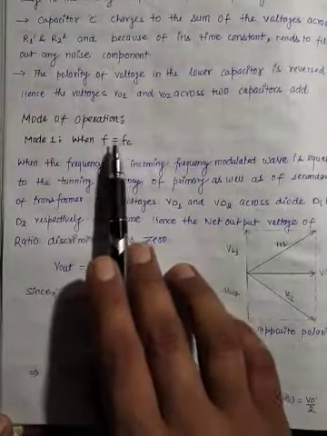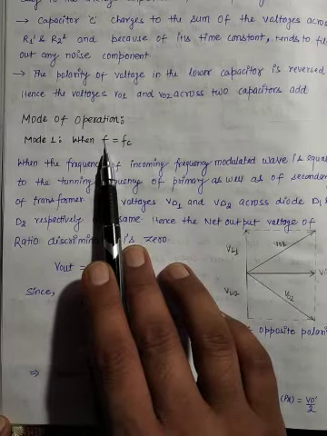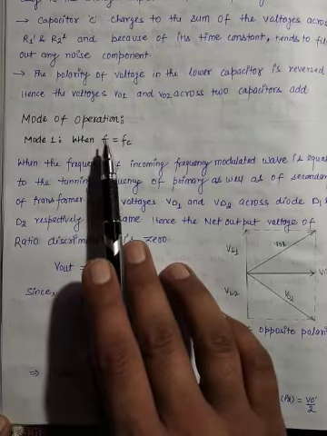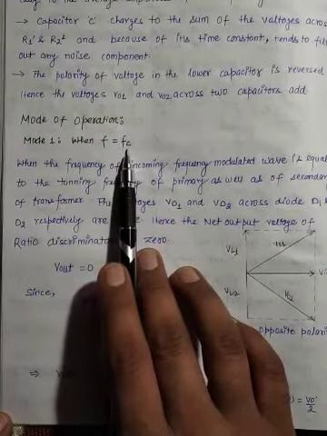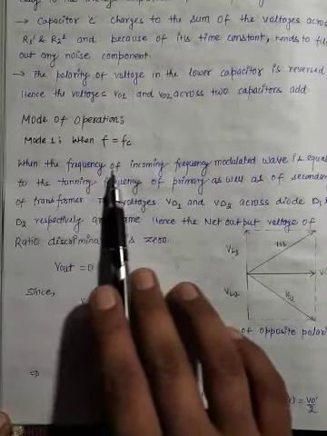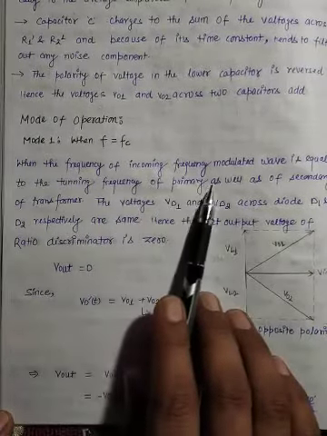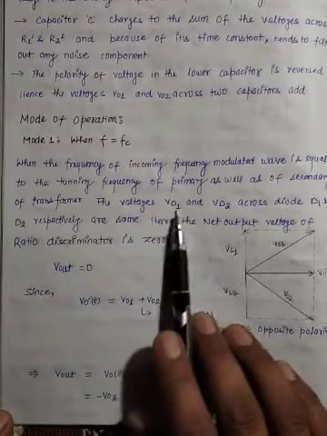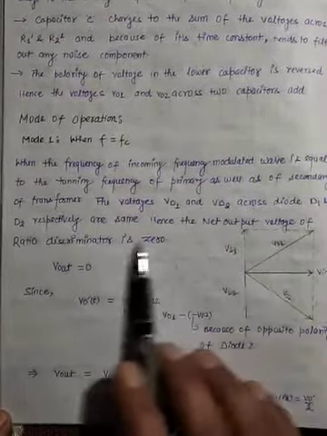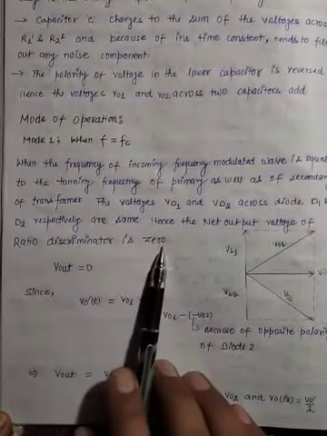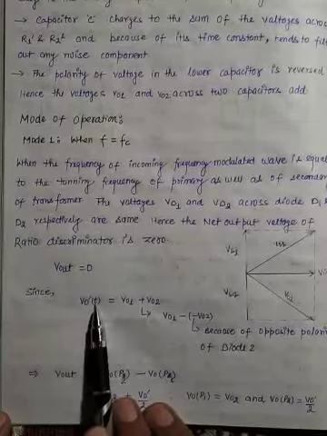So when F is equal to Fc, that is, the frequency of the incoming wave, which is used as a frequency modulated wave, is equal to the center frequency by which the primary and the secondary of the transformer is tuned, then what happens here? Let us see this. When the frequency of the incoming frequency modulated wave is equal to the tuning frequency of primary as well as of secondary transformer, the voltages VD1 and VD2 across the diodes D1 and D2 respectively are the same, and hence the net output of the ratio discriminator or ratio detector is always 0. That is, V out is equal to 0. How? Since V naught dash T, what is V naught dash T?